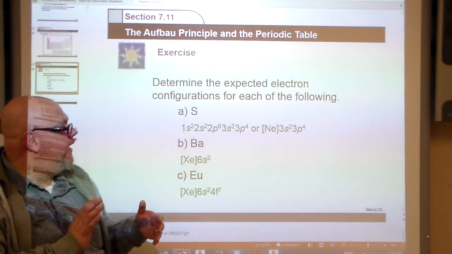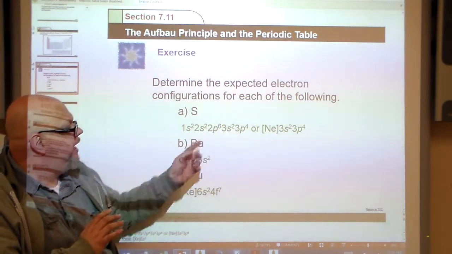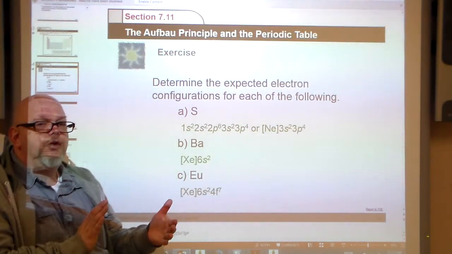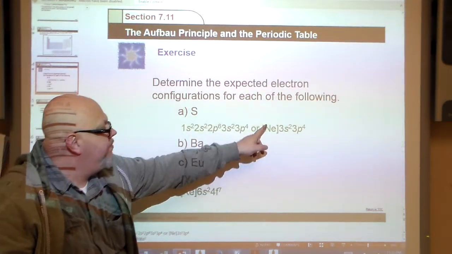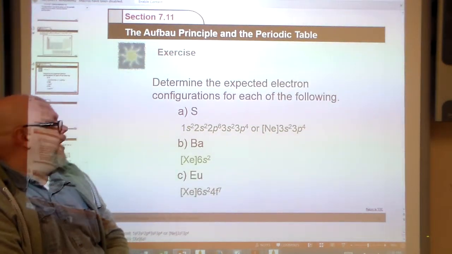It's basically saying, instead of writing out 1s2, 2s2, 2p6, which happens to be the electron configuration for neon, we write the bracket and neon in there, and that saves us some of the shorthand.